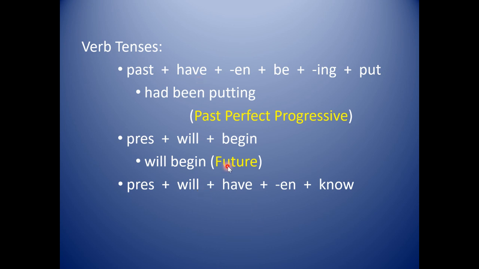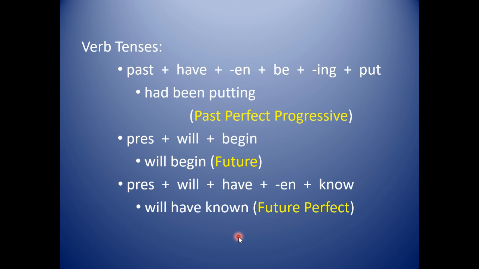So the word will makes it future, have makes it perfect. So this would be the future perfect: will have known. And I could progress with this. I can make the future perfect progressive: will have been knowing. There's all kinds of weird things you can do. I can do future progressive, will be knowing. But really, all those things are actually made up.